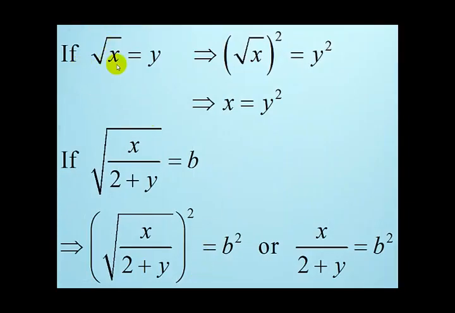If root x is equal to y and we are searching for x, we have to square both sides, and that implies that root x all square is equal to y square. Now the 2 will cancel the root, and so we are left with x on the left hand side is equal to y square. Similarly, if you have the root of x over 2 plus y equals b, squaring both sides, you have the square root of x divided by 2 plus y all square is equal to b square. Now the square, that is the 2 as an exponent, will cancel the square root, and we are left with x over 2 plus y on the left hand side is equal to b square.